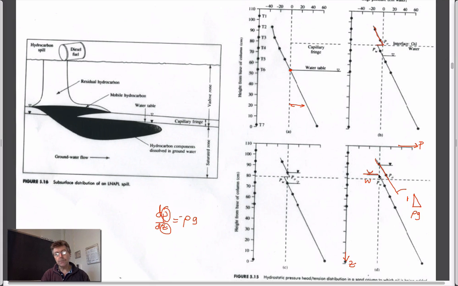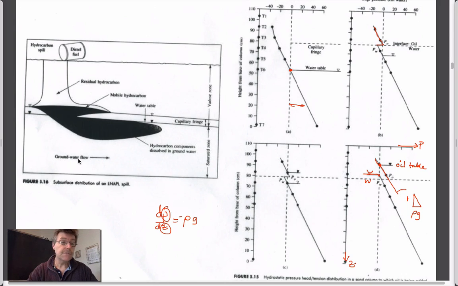By definition, the point where this line intercepts the zero pressure, just by definition and convention, this is the water table. The point where this line intercepts the zero pressure mark, by convention, is what I guess we would call an oil table, top of the gasoline. And it physically identifies what's going on.